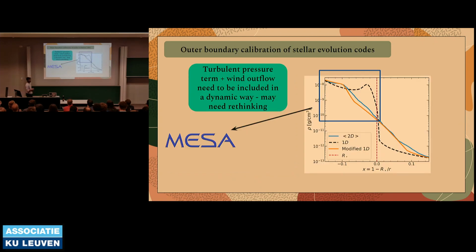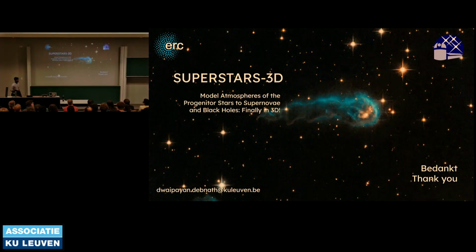And finally, going back to MESA. Connie already mentioned last week that we need some dynamical boundary conditions for these 1D stellar evolution codes. Why? Because MESA extends until the photosphere, but you have noticed how dynamic these regions are. So we cannot consider wind just as a force term. We need to rethink that, and add turbulent pressure and wind in a more dynamical way. With that, I'd like to thank you all for listening.